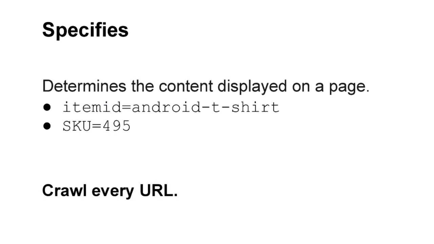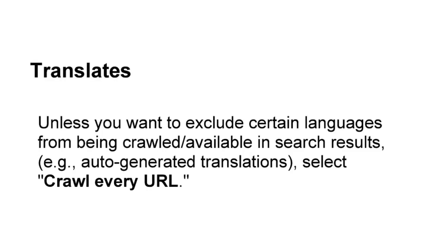The next parameter is specifies. Specifies determines the content displayed on the page. For example, item ID equals Android t-shirt or SKU equals 495. The specifies parameter is responsible for the actual content, and so you'll likely select crawl every URL. After specifies is translates. Unless you want to exclude certain languages from being crawled and available in search results, like auto-generated translations, then it's likely you'll select crawl every URL.